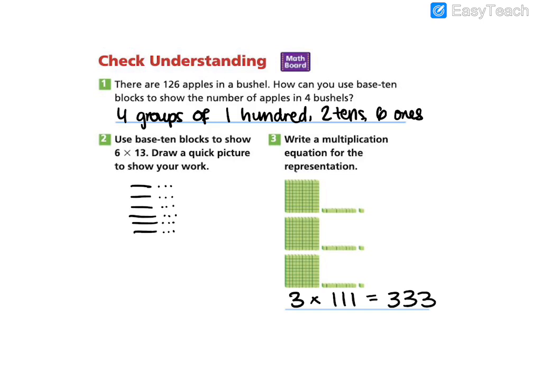The first one is we can represent it by using 4 groups of 100, 2 tens, and 6 ones. So we'll have 4 of each of those sets. Here's my quick drawing of 1 ten and 3 ones 6 times. And then for this one, write a multiplication equation for the representation. There are 3 clear groups here, and within each group, there's 100, 10, and 1. So 3 times 111 will get us 333.